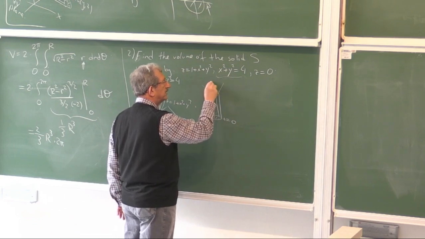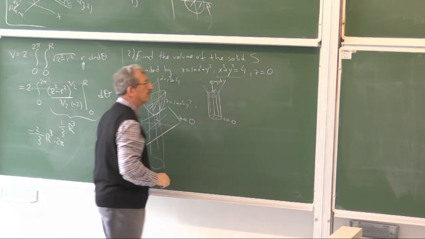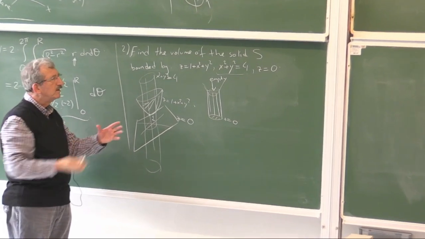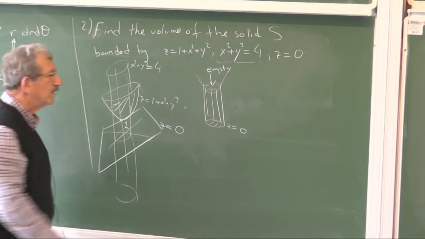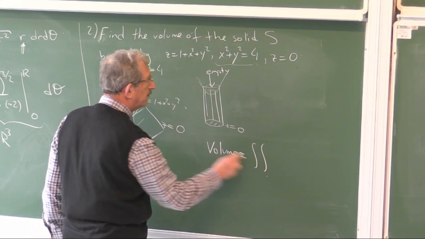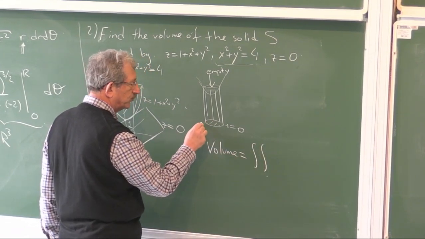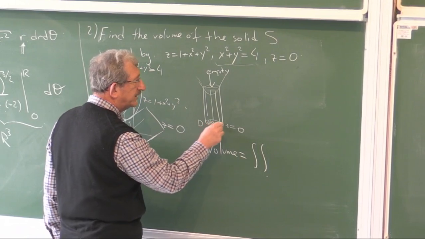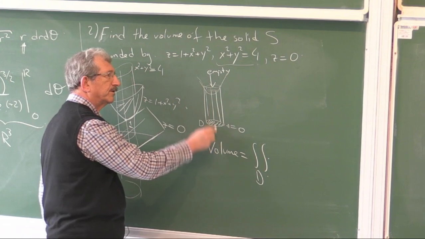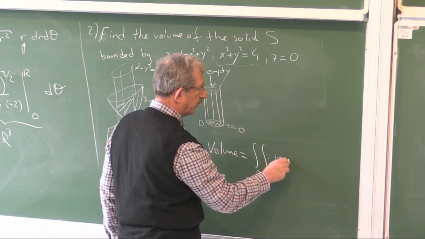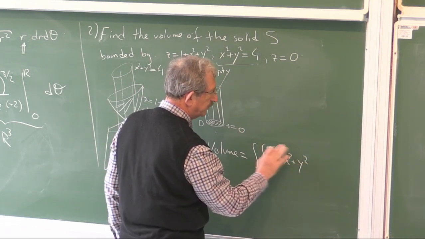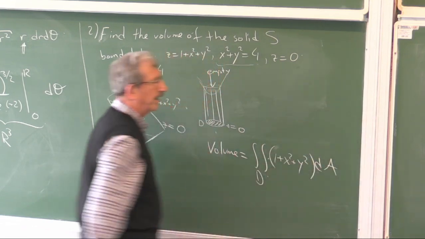So this is bounded by the paraboloid at the top and by z equals 0 from the bottom, but this part is empty, because the paraboloid is just carving some piece of it. We look at what happens below it. Well, this immediately says that the volume would be the double integral over D, which happens to be the base, of the difference. The difference is, of course, 1 plus x squared plus y squared, that is the paraboloid, minus 0, but we don't write it. It's dA directly.